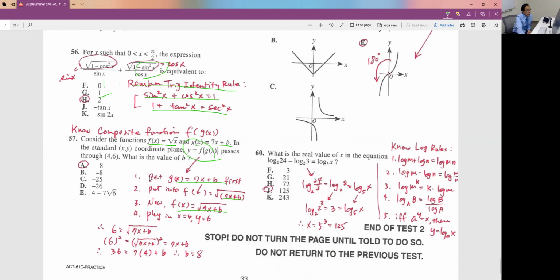Now, in this case, to solve for b, you have to use that information, x equals 4, y equals 6. So you plug in y equals 6: 6 equals square root of 7x plus b. Now to get rid of the square root, you square both sides. So 6 squared equals 36, and the square root of 7x plus b squared is 7x plus b. You plug in x equals 4, so you have 7 times 4 plus b, which is 28 plus b, so b comes out as b equals 8.